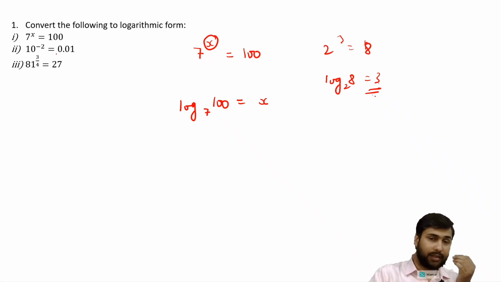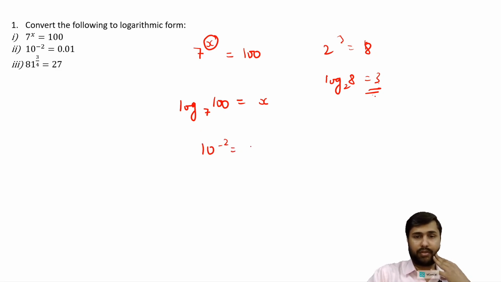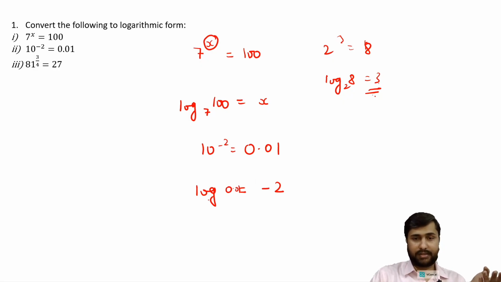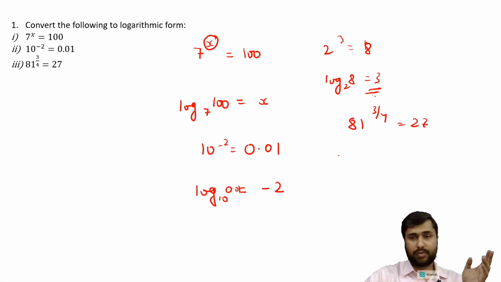Now moving towards the second question, I would like to emphasize again that in the second part the question says 10 to the power minus 2 would be equal to 0.01. So I told you that we are just writing the exponent. So the exponent was minus 2 over here, and 0.01 will be this, and 10 would be the base. Now in the third part it is given 81 to the power 3 by 4 is equal to 27. So again this would be equal to log of 27 to the base 81 equal to 3 by 4.